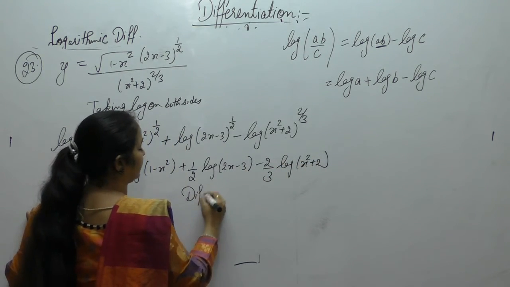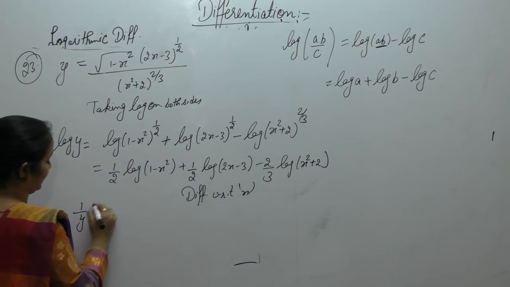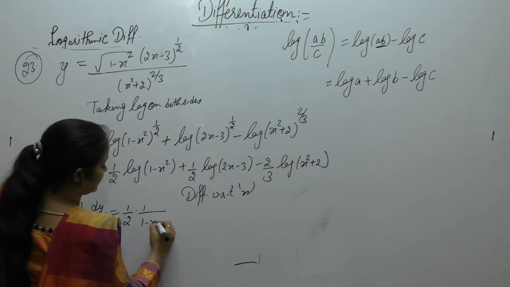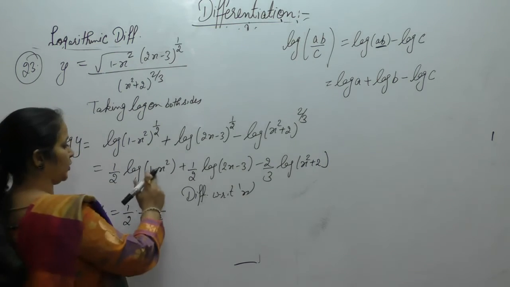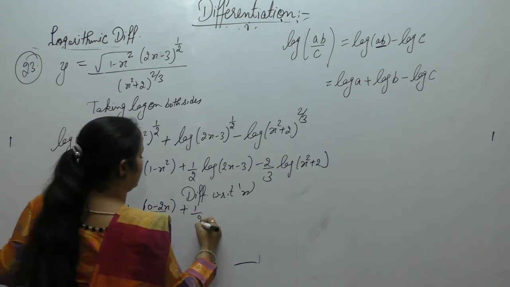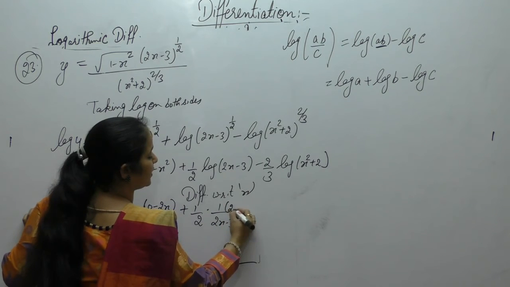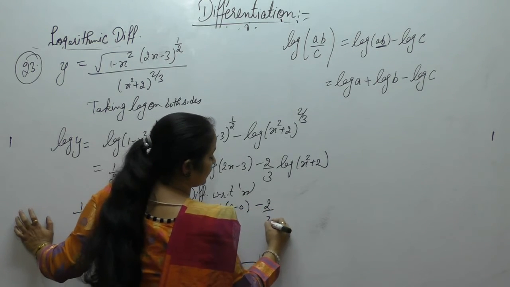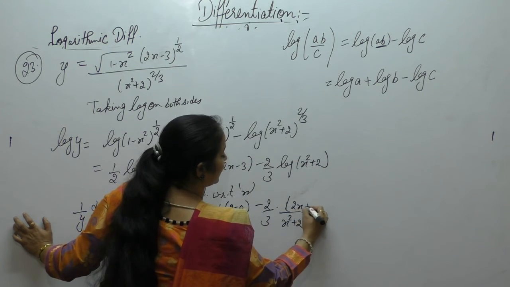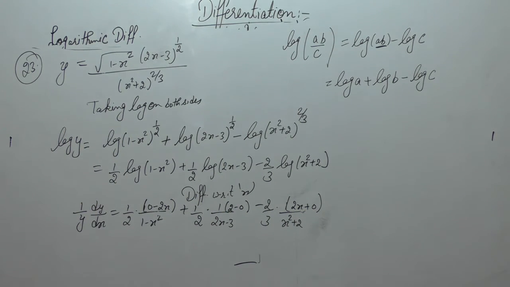Now differentiate with respect to x. So log of y gives 1 upon y dy upon dx. Derivative of log is 1 upon 1 minus x square. Now derivative of this term: 1 is 0, x square is 2x. Derivative of this is 2x minus 3: derivative of 2x, derivative of 3. Derivative of log of x is 1 upon x. Derivative of x square is 2x, 2 is constant, so 0. So what we get?